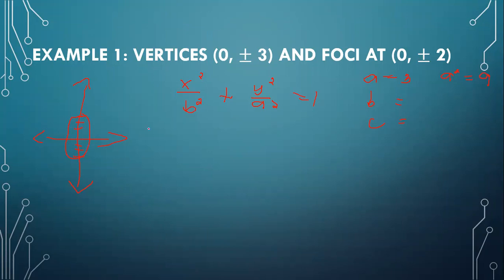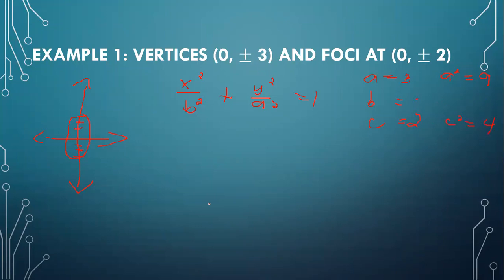B, the co-vertices, is not given, but we have C. From focus 1 to focus 2: 1, 2, 3, 4. 4 steps divided by 2. The answer is 2. Then C squared is 4.